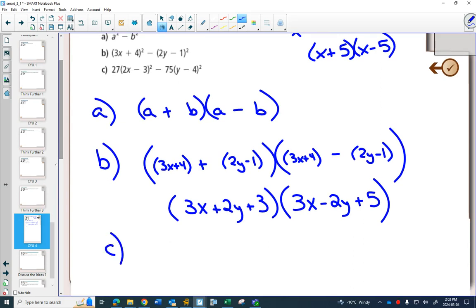We run into a little bit of a problem in the last one. Everything seems to be working out nice because I have a difference in between. And I have 2x minus 3 squared and y minus 4 squared. So those are both perfect squares. However, the problem happens with the numbers in front. Is 27 a perfect square? No. How about 75? No.